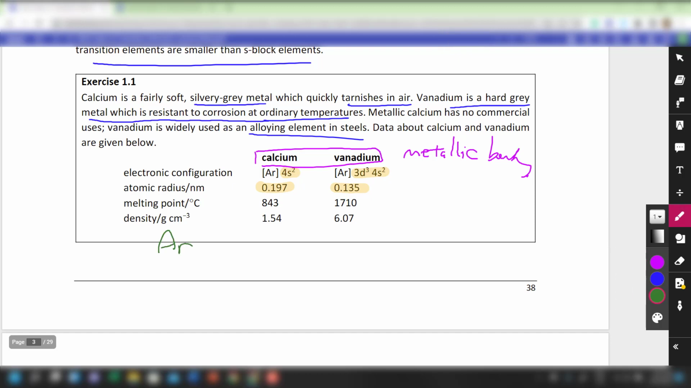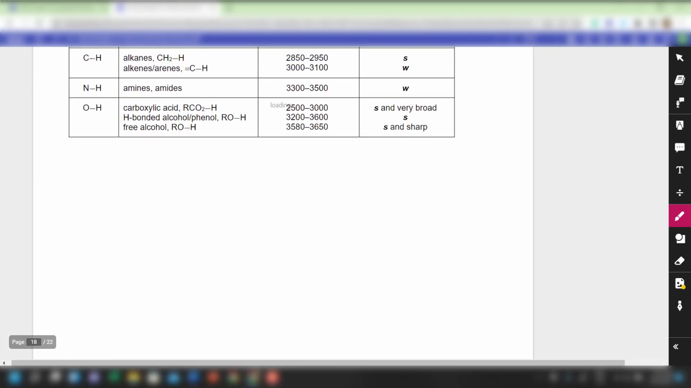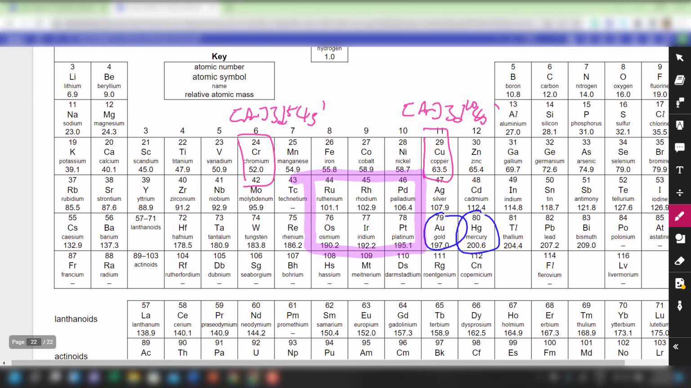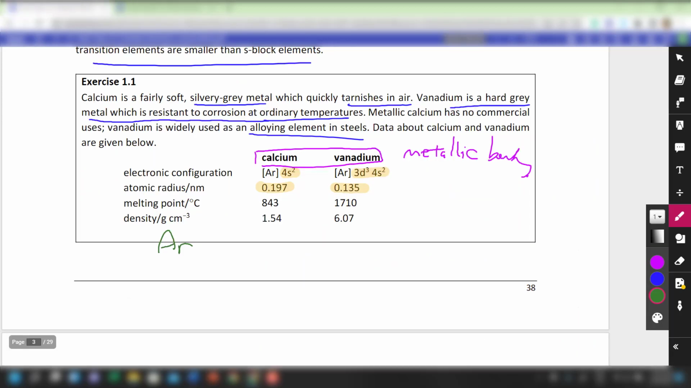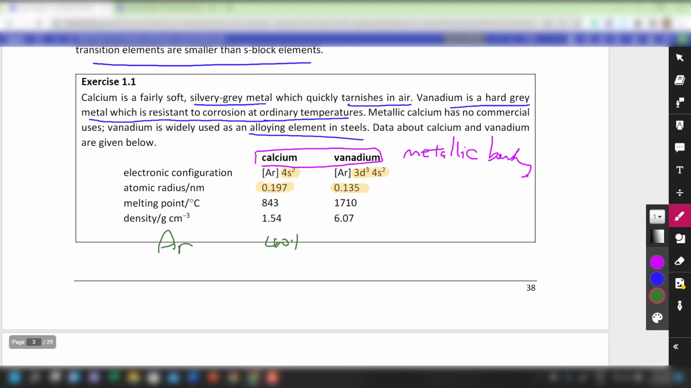So you can simply refer to the periodic table if you wish to look at the relative atomic mass, but of course you do not need to. So for the relative atomic mass, calcium is 40.1, vanadium is 50.9.